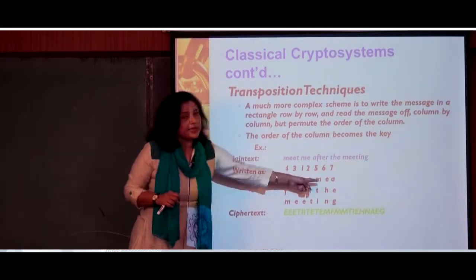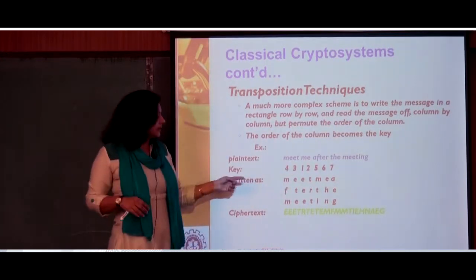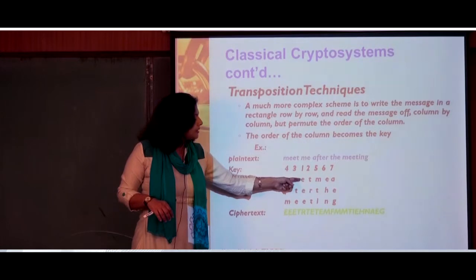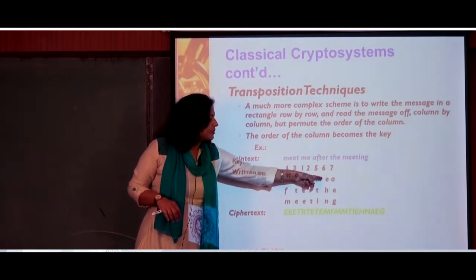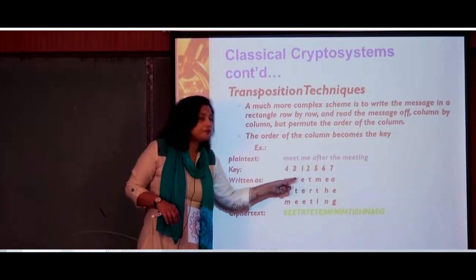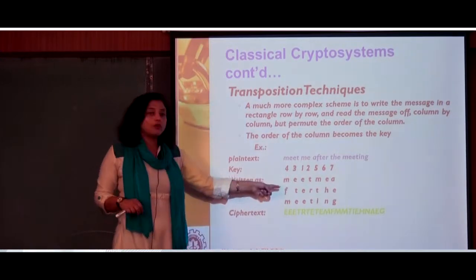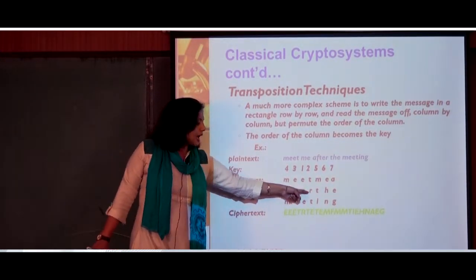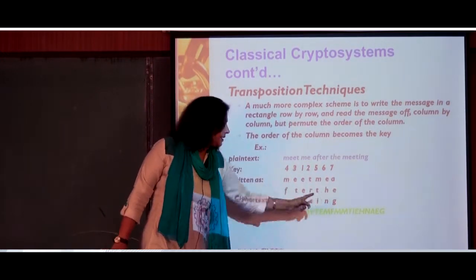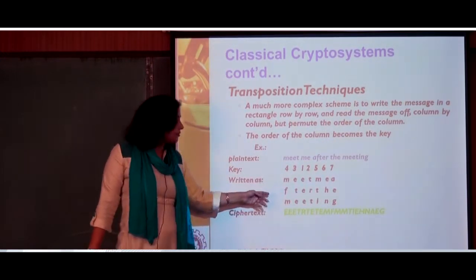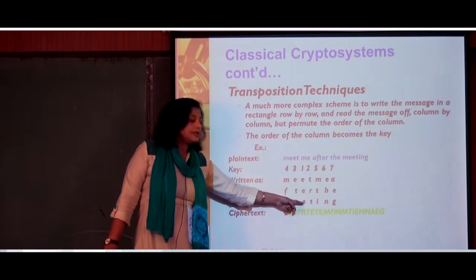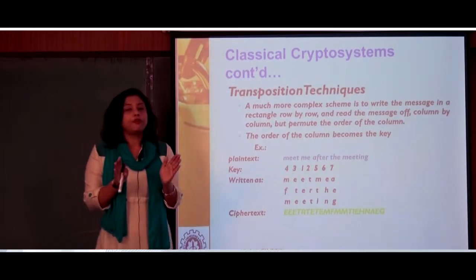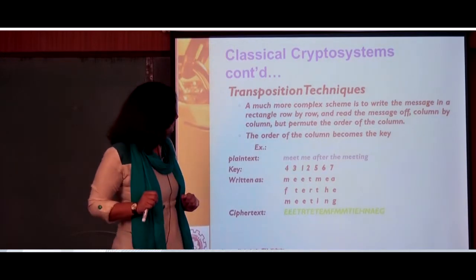So you start writing it like this in the rectangular format row by row. So MEETMEA, this finishes the first row. Then we move on to the second row, FTERTHE, then comes the third row, MEETING. That completes my formation of the rectangle.